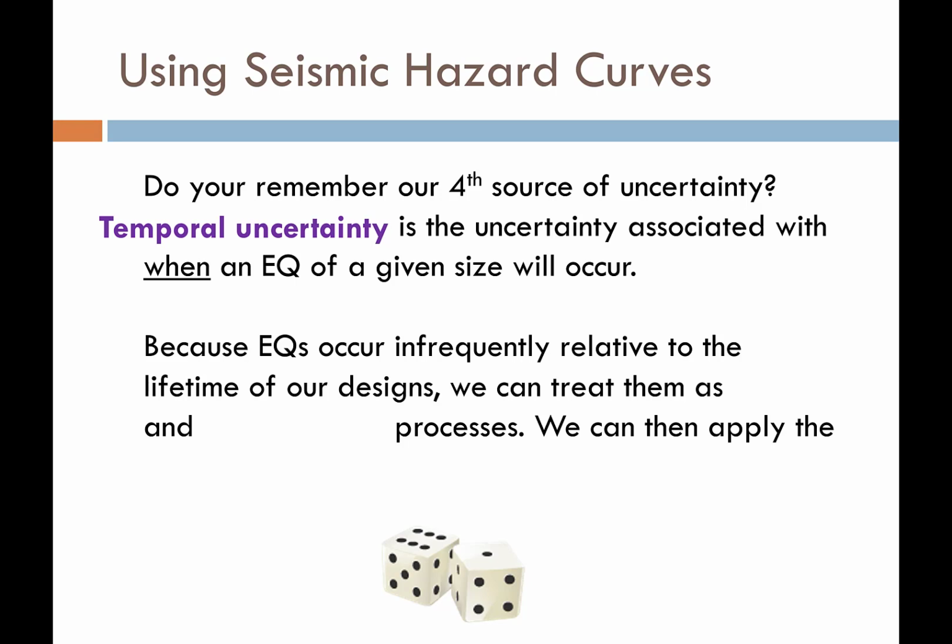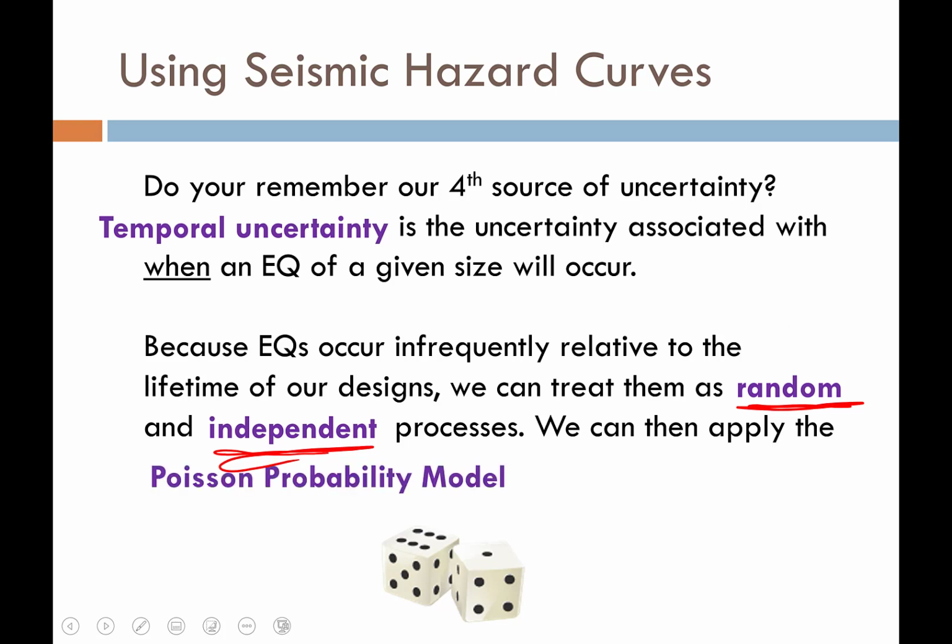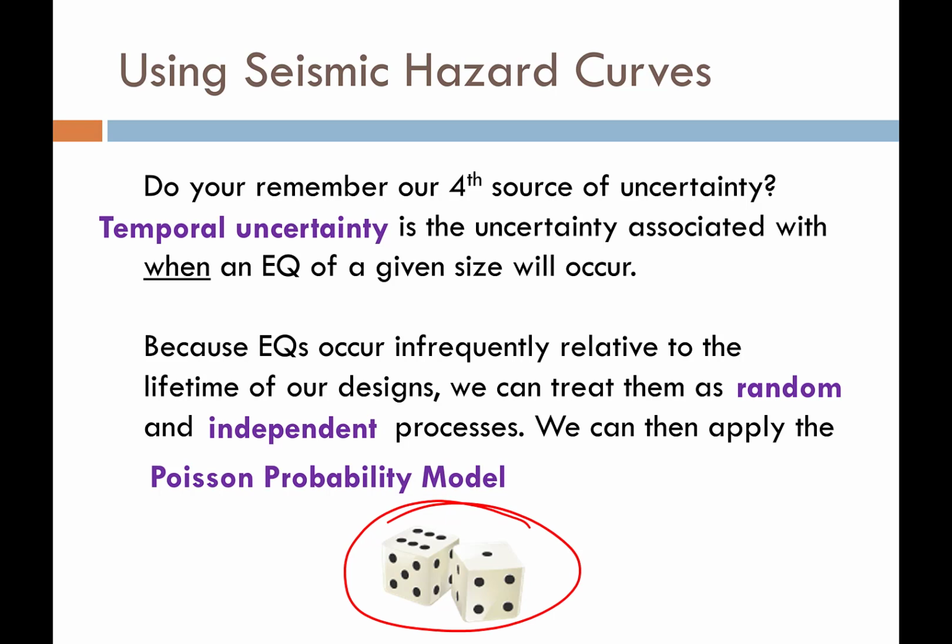So in order to predict the likelihood of a future earthquake occurring at some given time interval in the future, we're going to use something that treats all of these events as random and independent from one another, and we're going to then apply what's called the Poisson probability model. So the Poisson probability model is the same probability model of rolling dice. In other words, if I want to know the probability of rolling a 7 with 2 dice, I can compute that probability pretty simply.